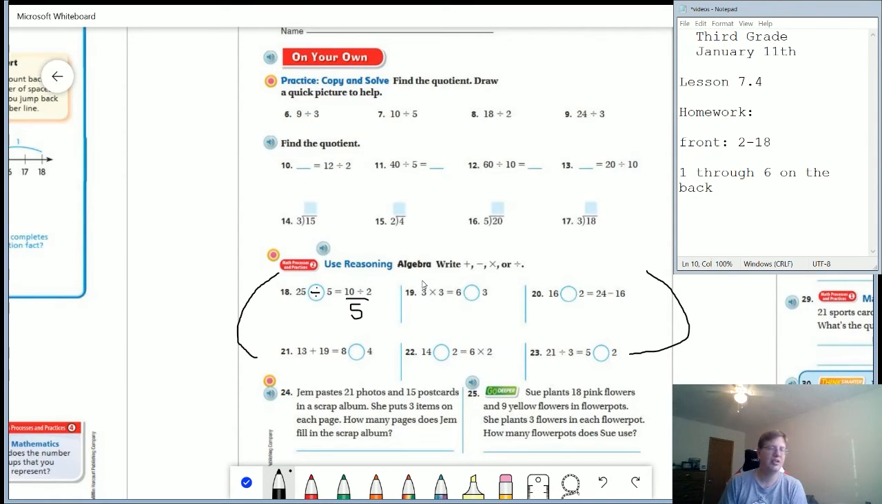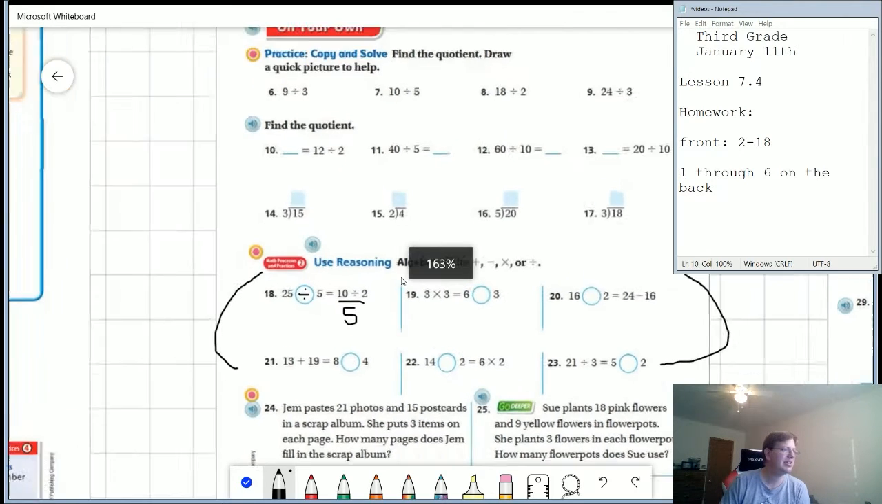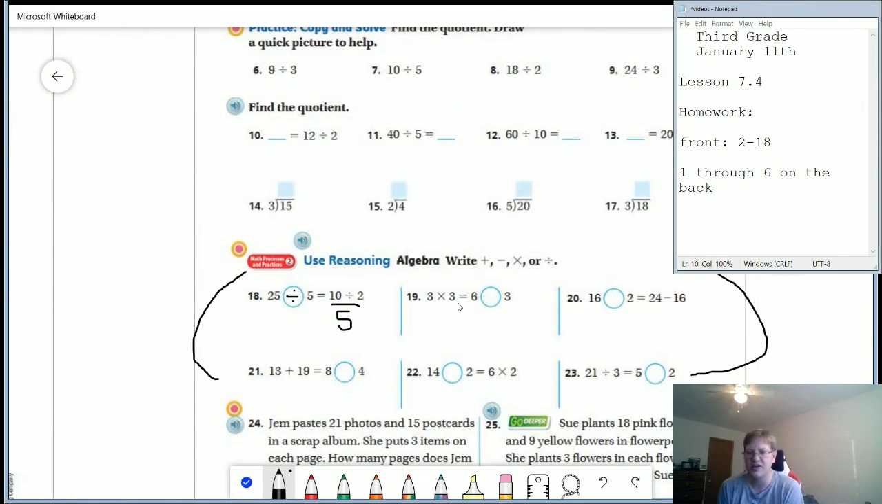Now, for number 19, go ahead and think about what the answer to 3 times 3 is. Go ahead and write that in your book. And if you need to pause real quick to do that, go ahead and do that. Our answer is going to be 9.